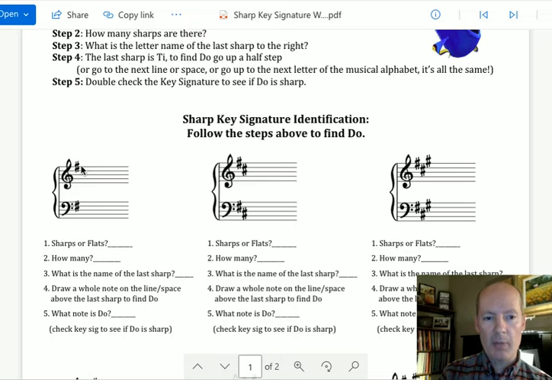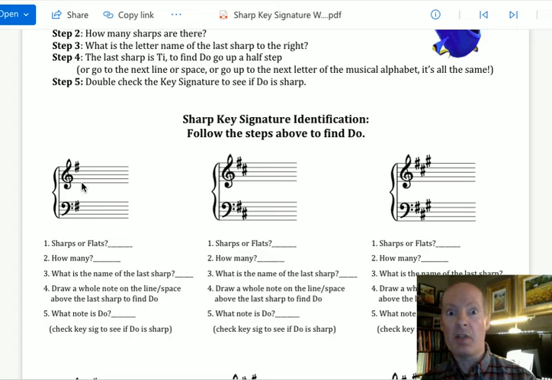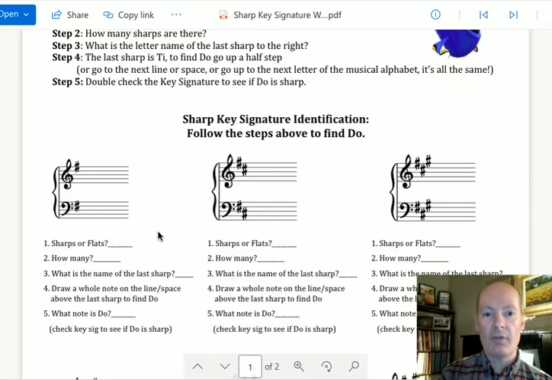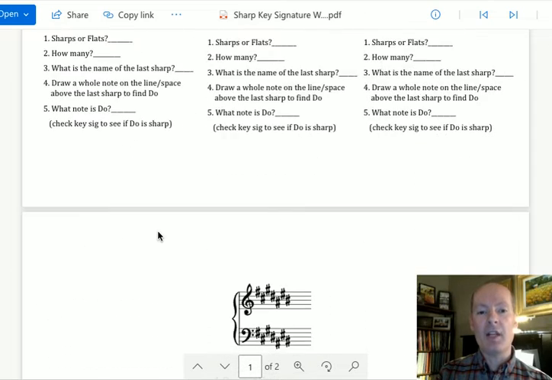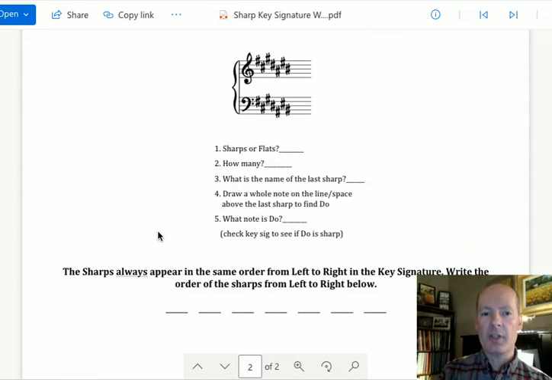So, last sharp is on this line. I will draw a whole note in this space here. And what note is it? Well, it's G. G will be do. And G is not sharped in the key signature, so I know that G natural is do. That's it. You can follow that format for all of them. In fact, let's go to the very last one on the back side of this worksheet.